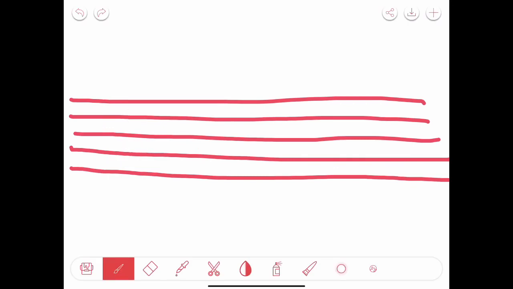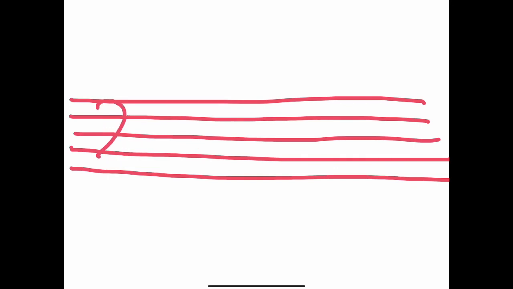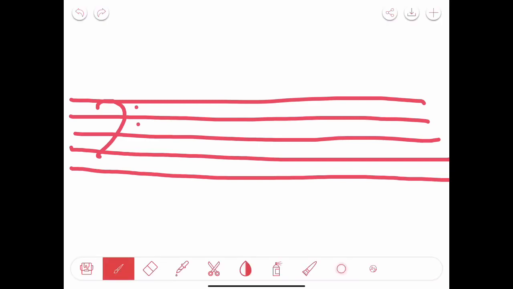Now for the bass clef. Here it is. It looks like an ear. It has 2 dots. That crosses this here. And this shows you where F is. Perfect. Now let's stay with the bass clef for convenience.